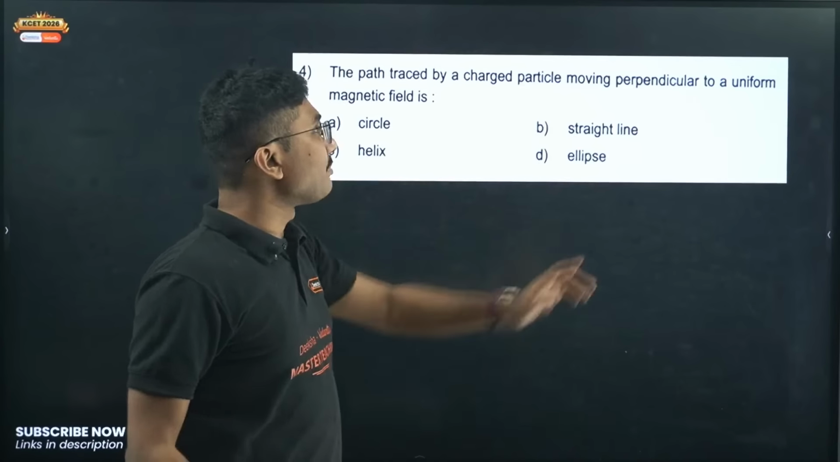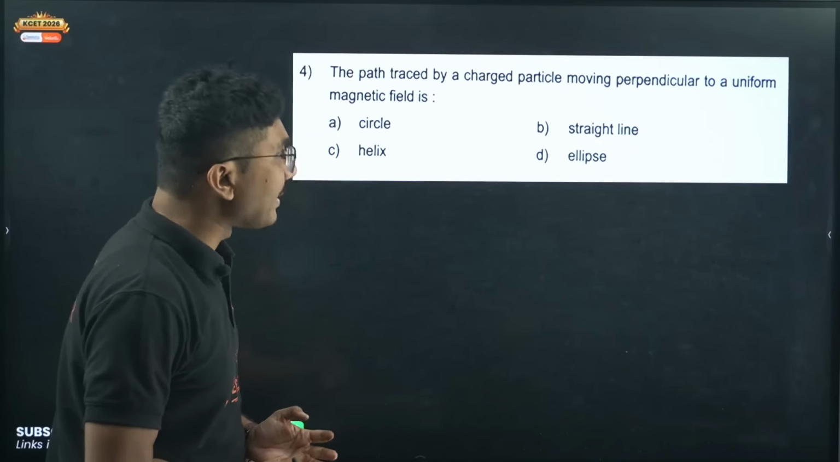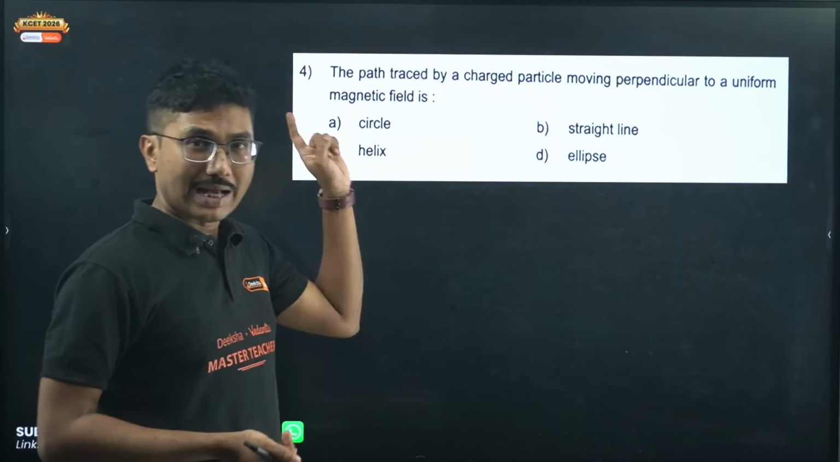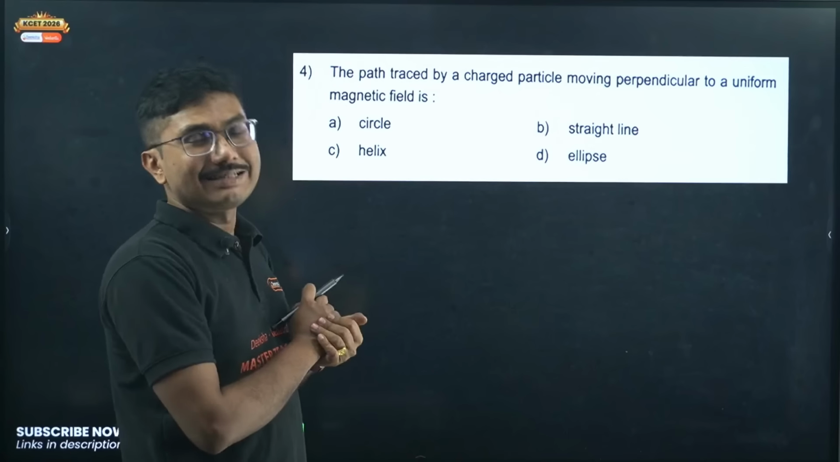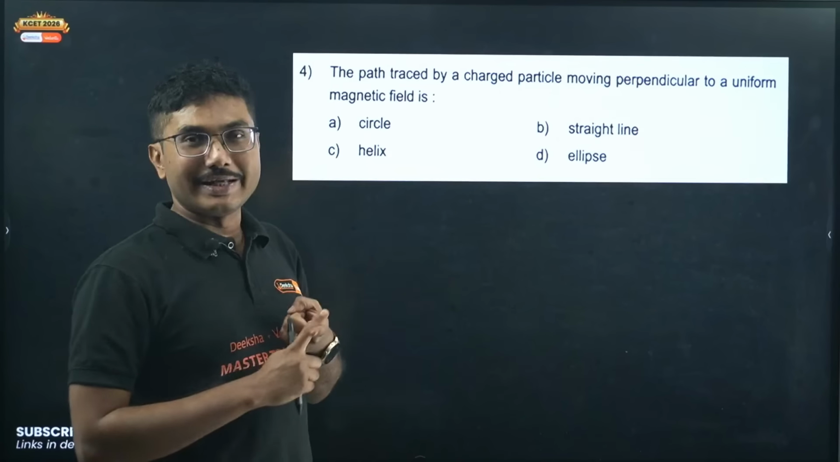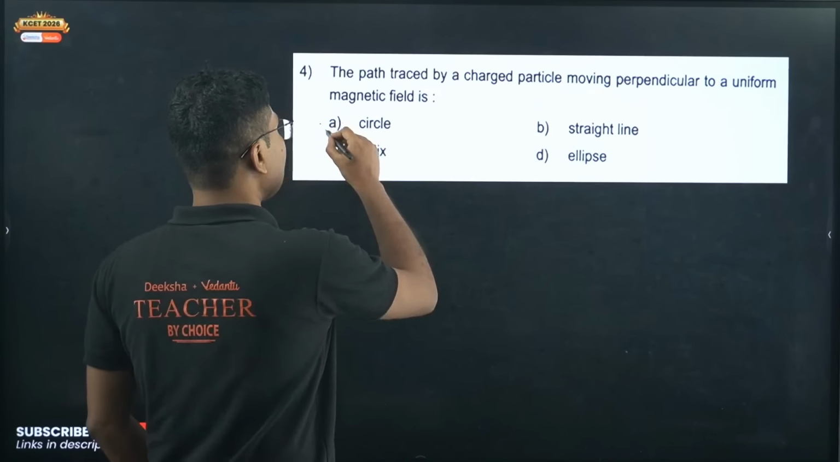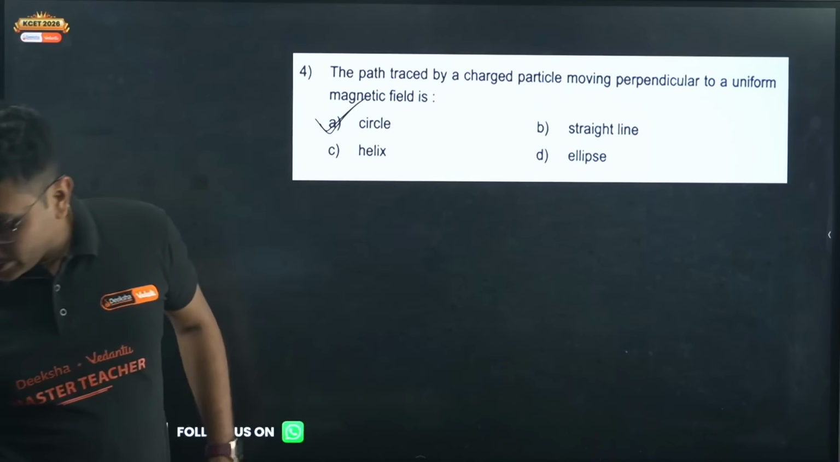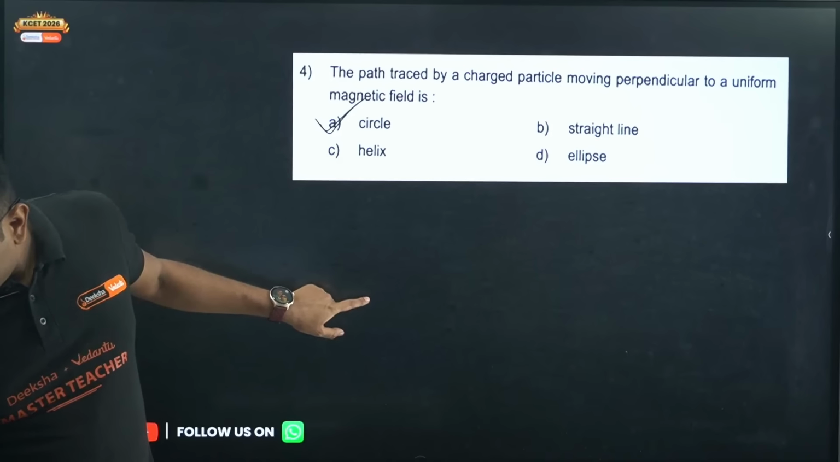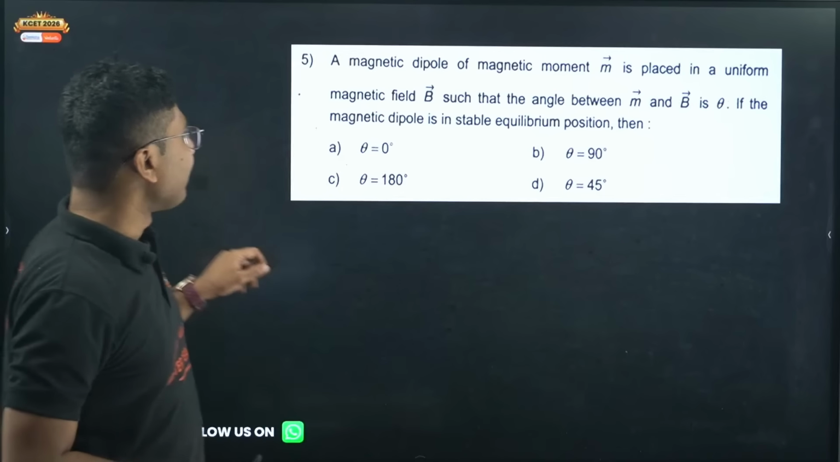The path traced by a charged particle moving perpendicular to a uniform magnetic field. We have also done this. 90 degrees is a circle, 0 degrees is a straight line, and any other angle is a helix. So it will be a circle, right? Yes, I am doing fast.